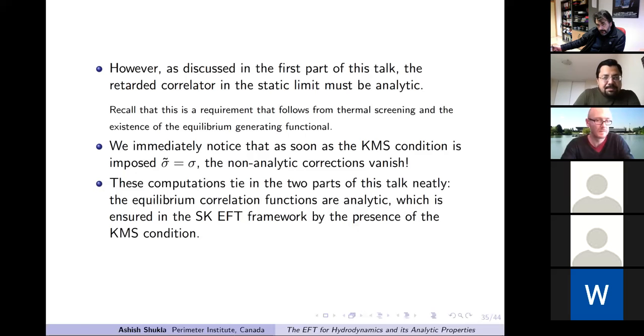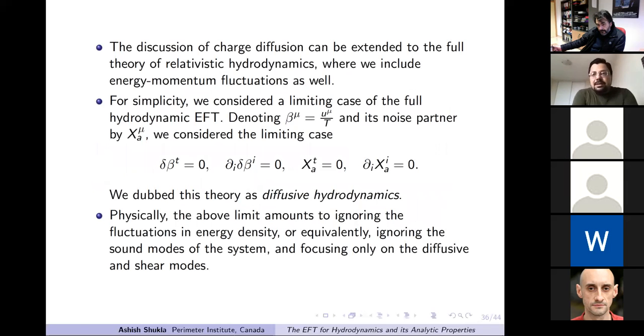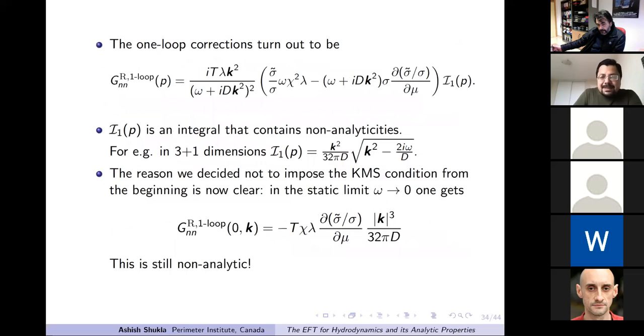Sorry, Ashish, can I ask you something? Yeah, sure. What about the non-analyticity in omega? What if you don't set omega to 0? That's the usual non-analyticity that people talk about. Yeah, so that's the usual long-time tails, right? People take the k goes to 0 limit and talk about the non-analyticity in omega, but we were interested in the other limit because we wanted to relate to the static generating functional and the analyticity in the static limit. So we set omega to 0 and looked at the momentum space analyticity.